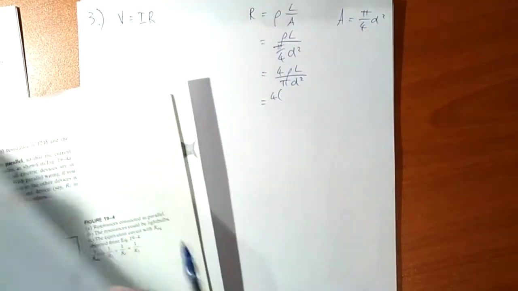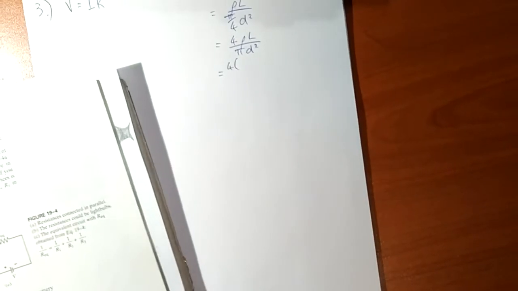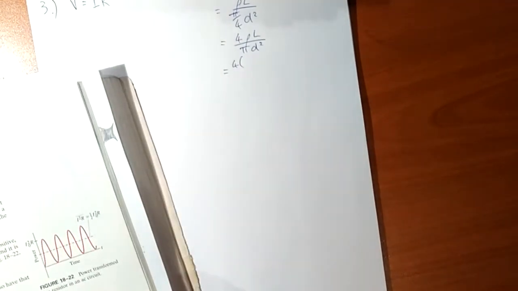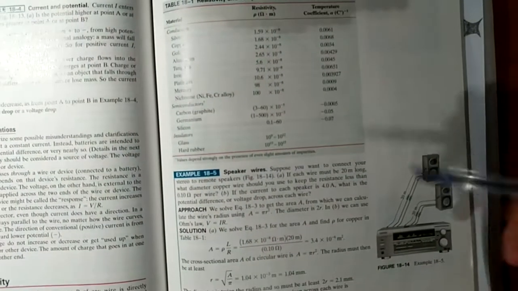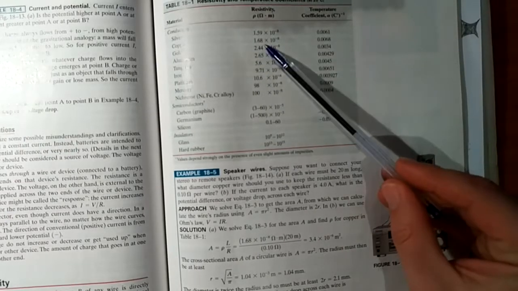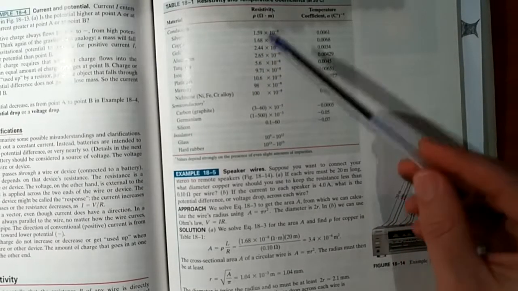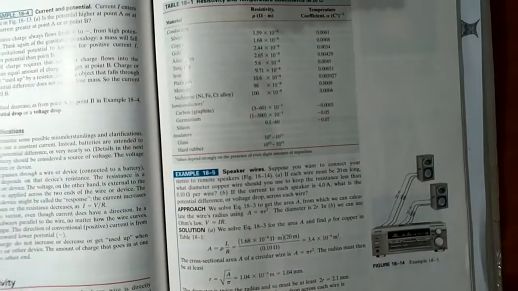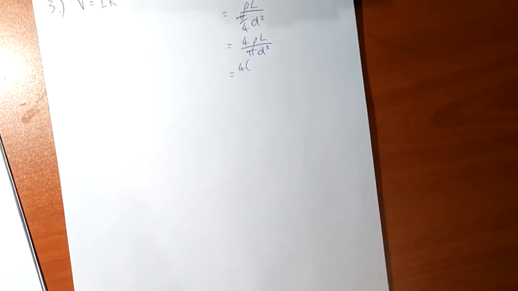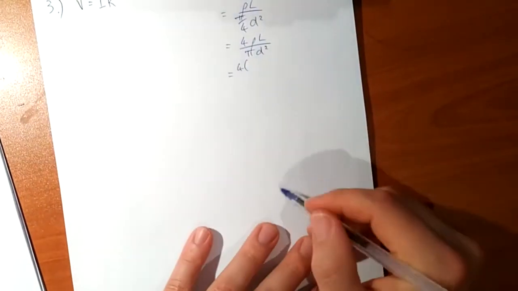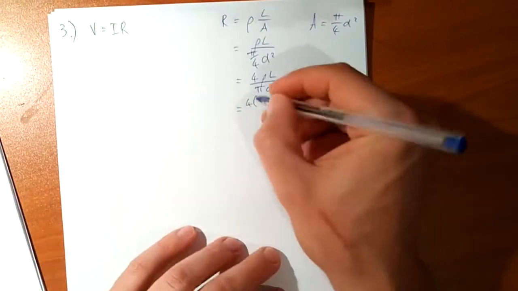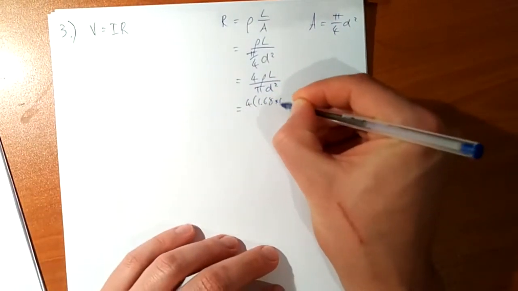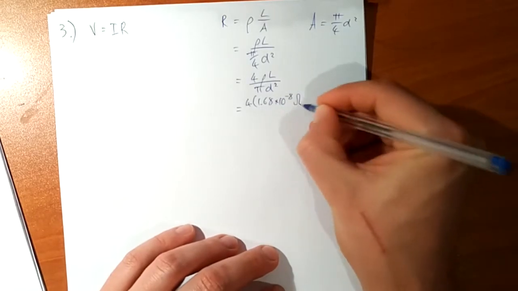Okay, sure, I need to find that again. What chapter is this? It's chapter 18, I think. Here it is. It's a pretty low value because it's a very good conductor, and there it is, 1.68 times 10 to the minus 8 ohm meters, almost as good as silver. So that's 1.68 times 10 to the minus 8 ohm meters.